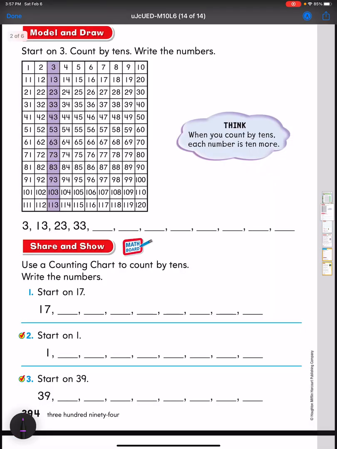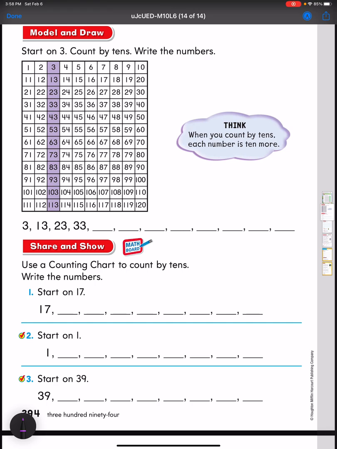All right, so let's look at this next page. It tells us to start on 3, count by tens, write the numbers. So that is something else that's important for us to understand, that when we count by tens, we don't have to just start at 10 or 20 and go on from there. You can start anywhere and increase 10 each time. So that's kind of what this example is showing us. When it tells us to start on 3 and to count by tens to write the numbers.